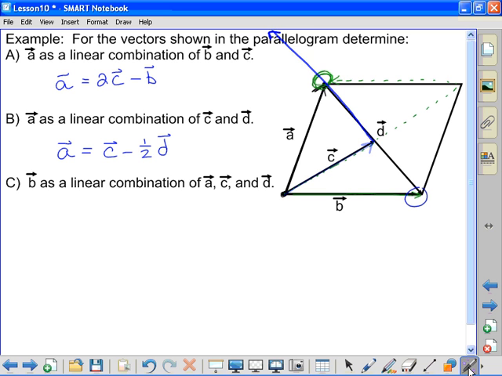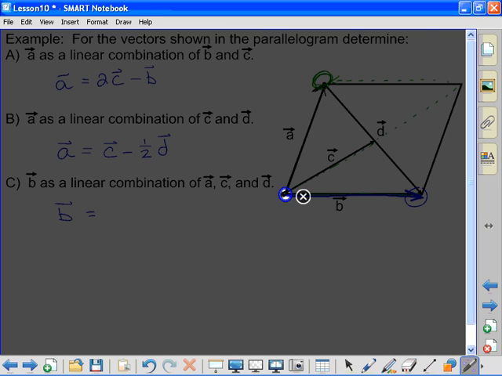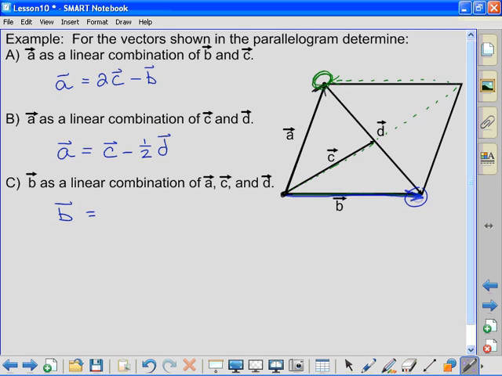Finally, the challenge of writing vector B as a linear combination of A, C, and D. So vector B this time, this is the one I want to model or represent. I need to start here, I need to end here. So using the other three vectors, is it possible? Quite possible.